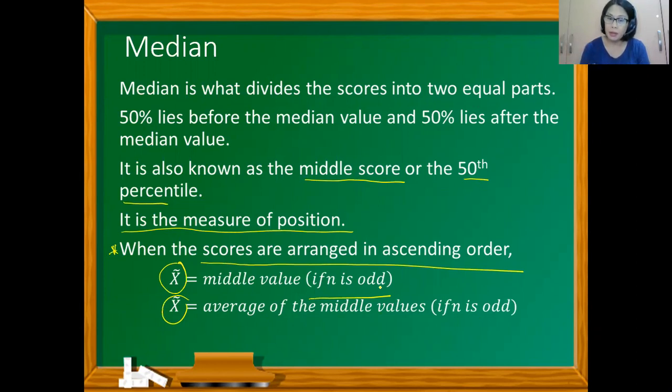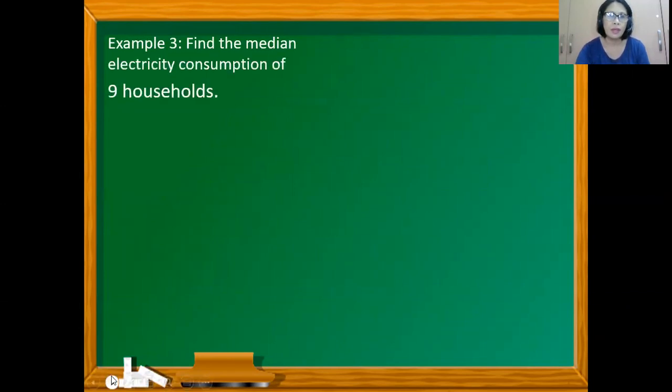That would be the median. On the other hand, if n is even, of course, you still have to arrange the scores in ascending order, and then you get the average of the middle values. And we will do that in this example. Okay.